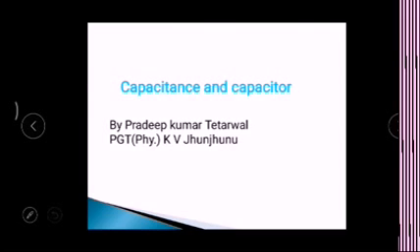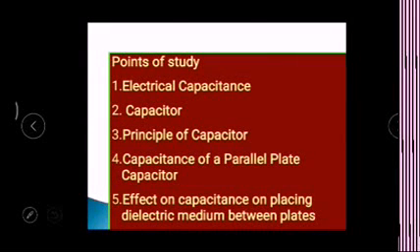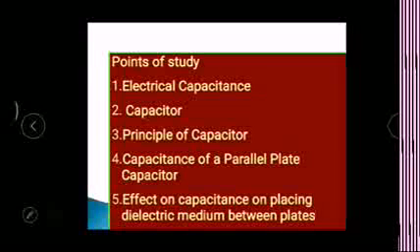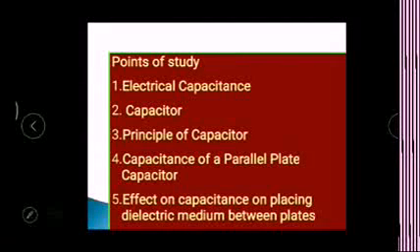So we will study this topic in this chapter, and we will cover the following points: electrical capacitance, how we can define it, what is its unit, and how we can increase it; and the capacitor, which is also a method to increase the capacitance of a conductor, the principle of this capacitor, the formula of capacitance of this capacitor, and how we can increase this capacitance by placing a dielectric slab between the plates. So we will study these points.